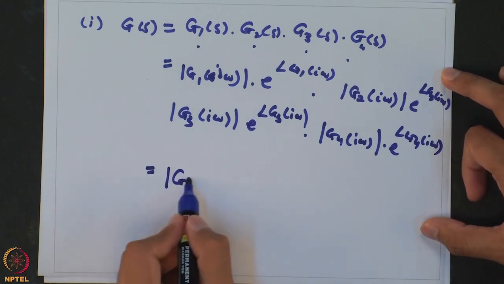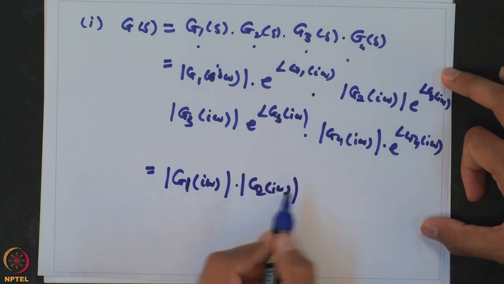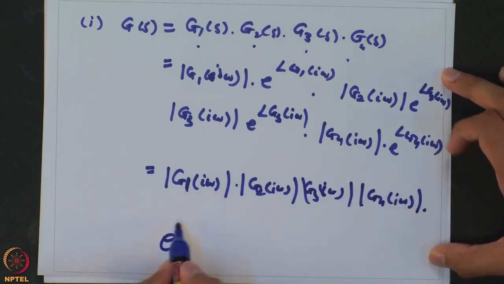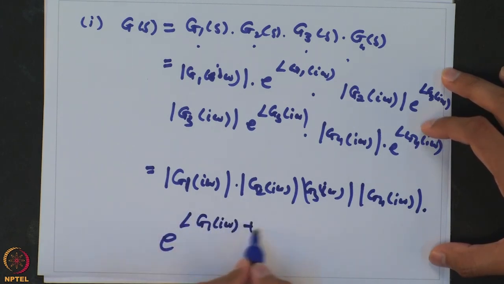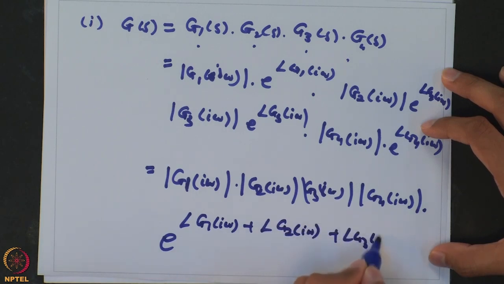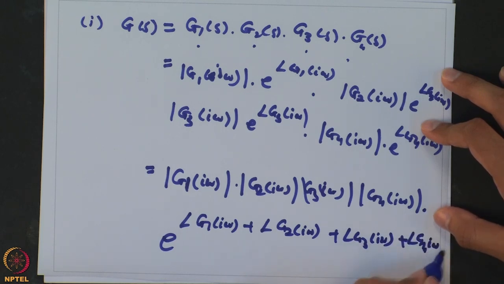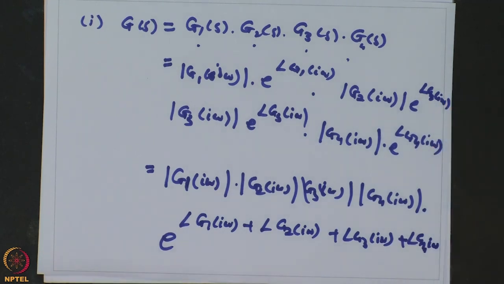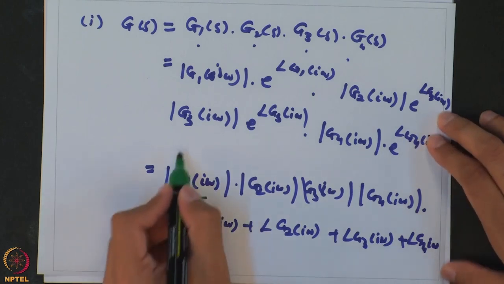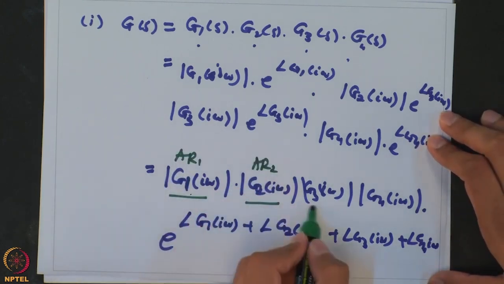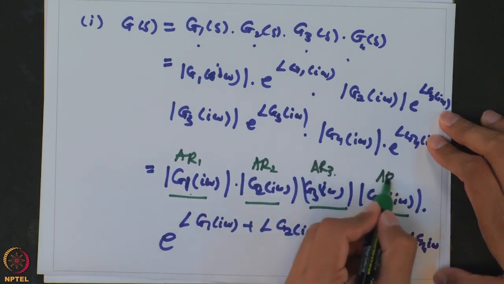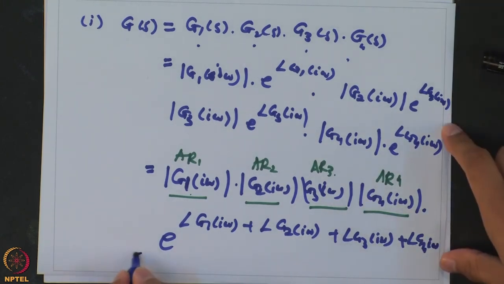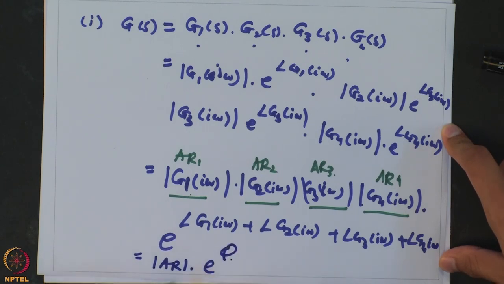Which on simplification we will get as G1(iω), G2(iω), G3(iω), and G4(iω) times e raised to the power of the summation of all these angles. So what we are seeing now is this is AR1, this is AR2, this is AR3, and this is AR4, and this entire product we are going to write as, eventually we are trying to say, amplitude ratio times phase.